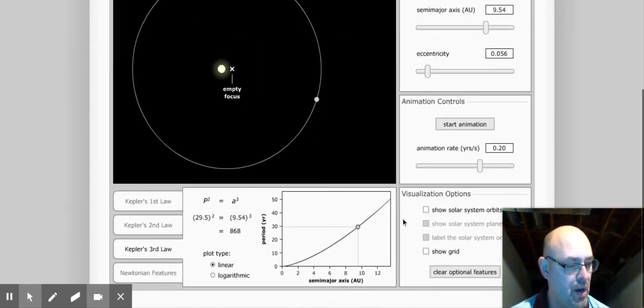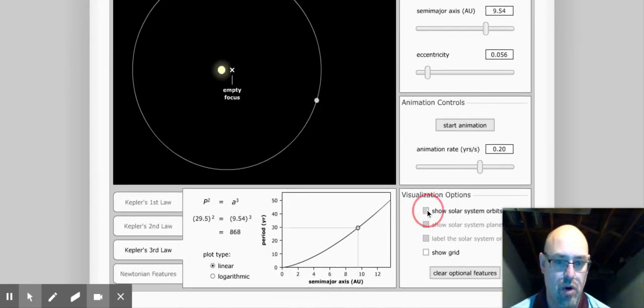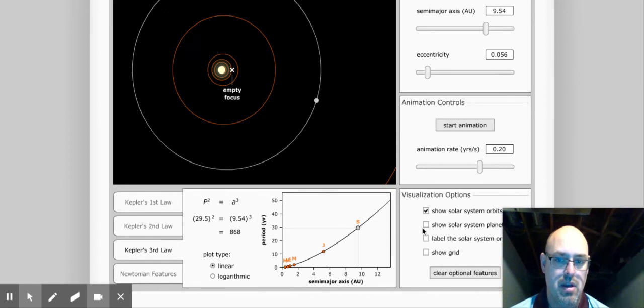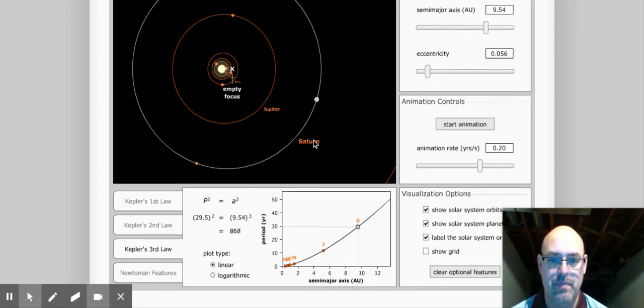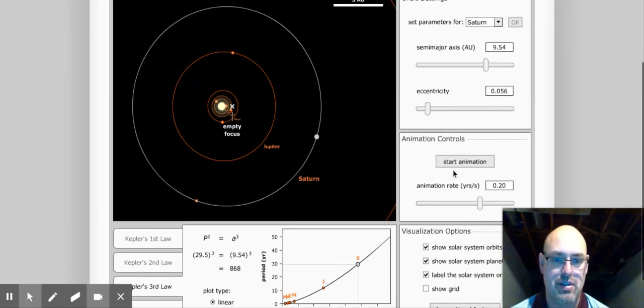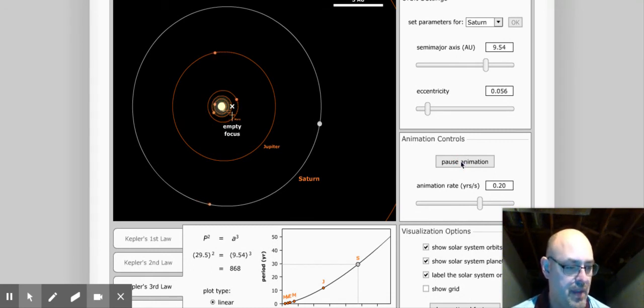Now down below, we're going to add a few things. I'm going to click solar system orbits. Okay. Solar system planets. And we're going to label them. There we go. So you know which planet's which. All right. And now I'm going to click start animation. So I want you to look at those planets and come up with some answers that deal with Kepler's third law of planetary motion. It's a pretty straightforward one.